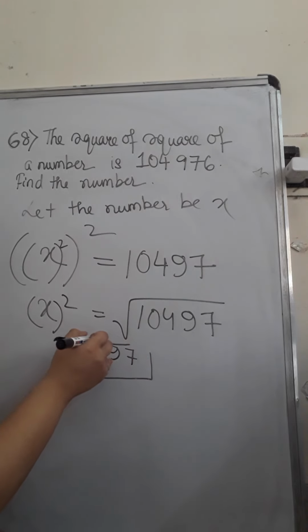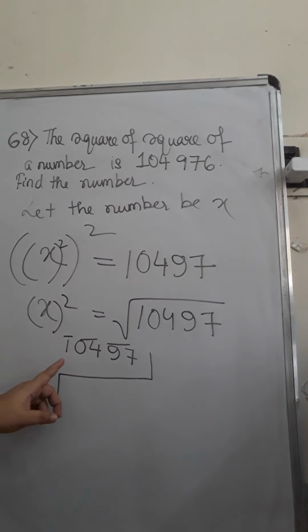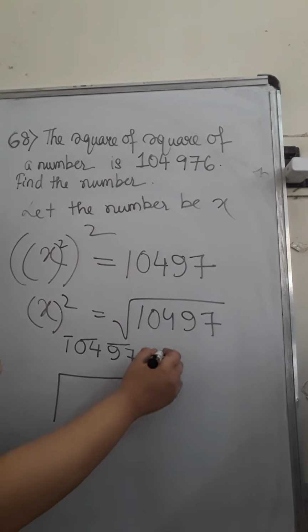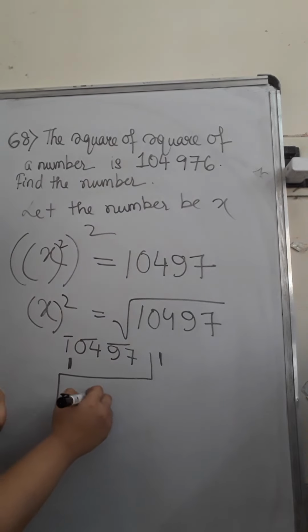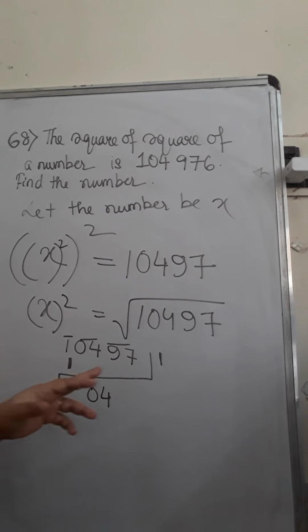Take two numbers from the end. Now first step, what we will do, 1 is given. So 1 ones are 1. Next, from here only 04 will come down. So what we have done previously, 1 into 1. So now it becomes 1 plus 1, 2.